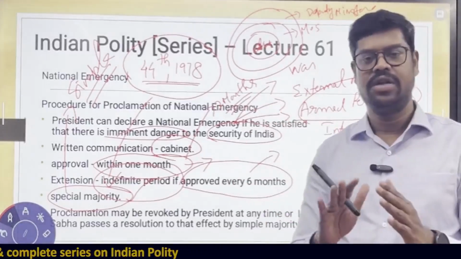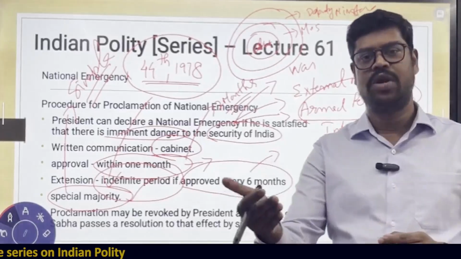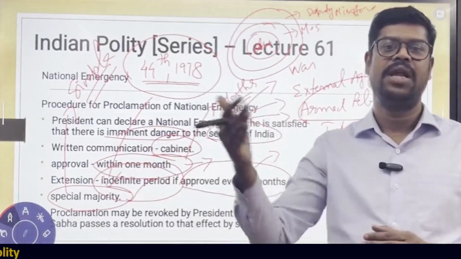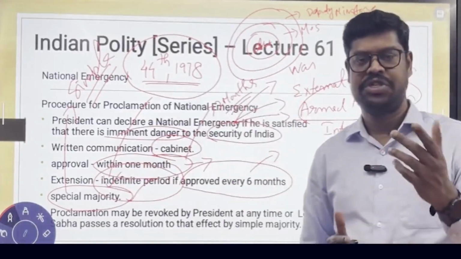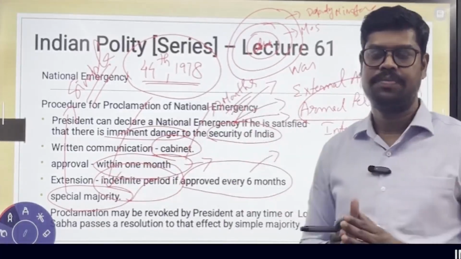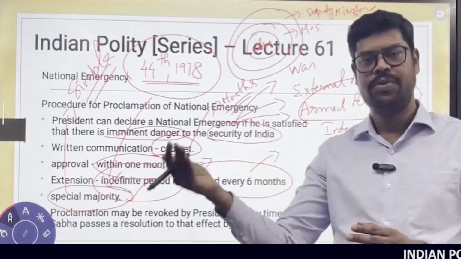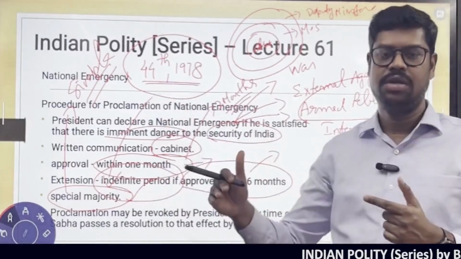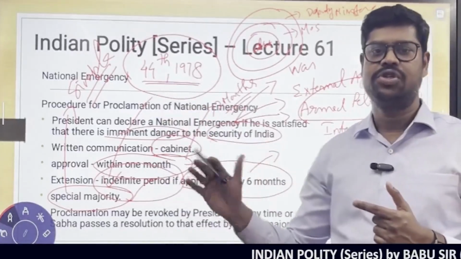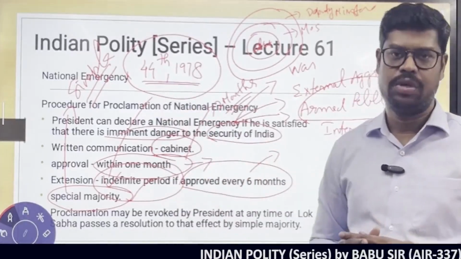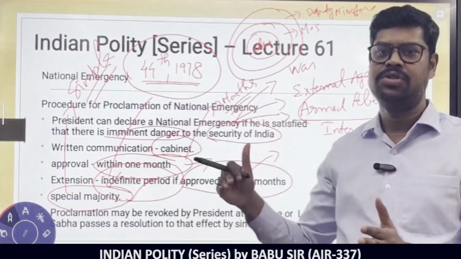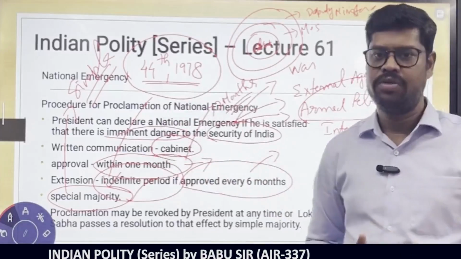But is it final? No. Once the emergency is proclaimed, it has to be placed for the approval of the parliament, where both the houses have to give approval with special majority within a period of 1 month. But if the parliament is not in session during the proclamation, whenever they come into session, or whenever the second house comes into session, within 1 month they have to give the approval. In the meantime, the first house should give the approval, and when the second house comes into session, it should also give the approval within a period of 1 month.